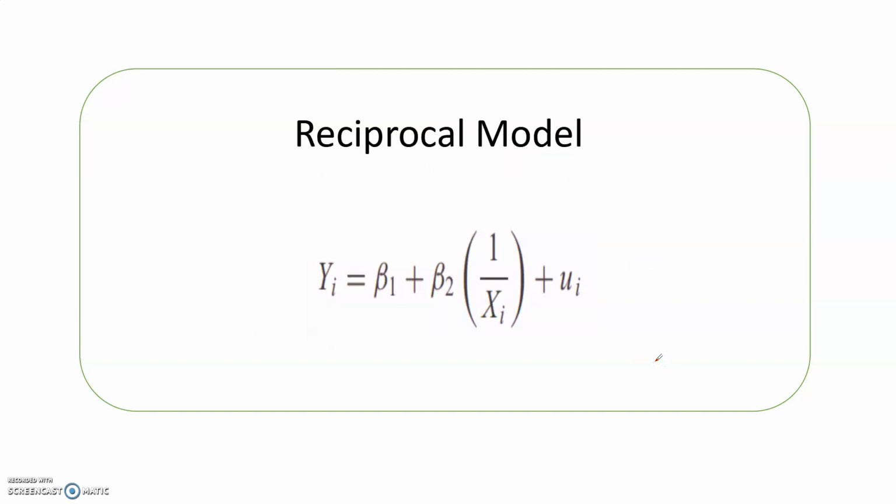Reciprocal model. In this model, you can see that the independent variable has entered the model inversely, but it does not make the model non-linear. It is still linear, since beta 1 and beta 2 are linear. So it is still a linear regression model. In this model, as the value of the independent variable keeps on increasing, the term with beta 2 would approach 0 and the value of yi will approach the limiting value beta 1.